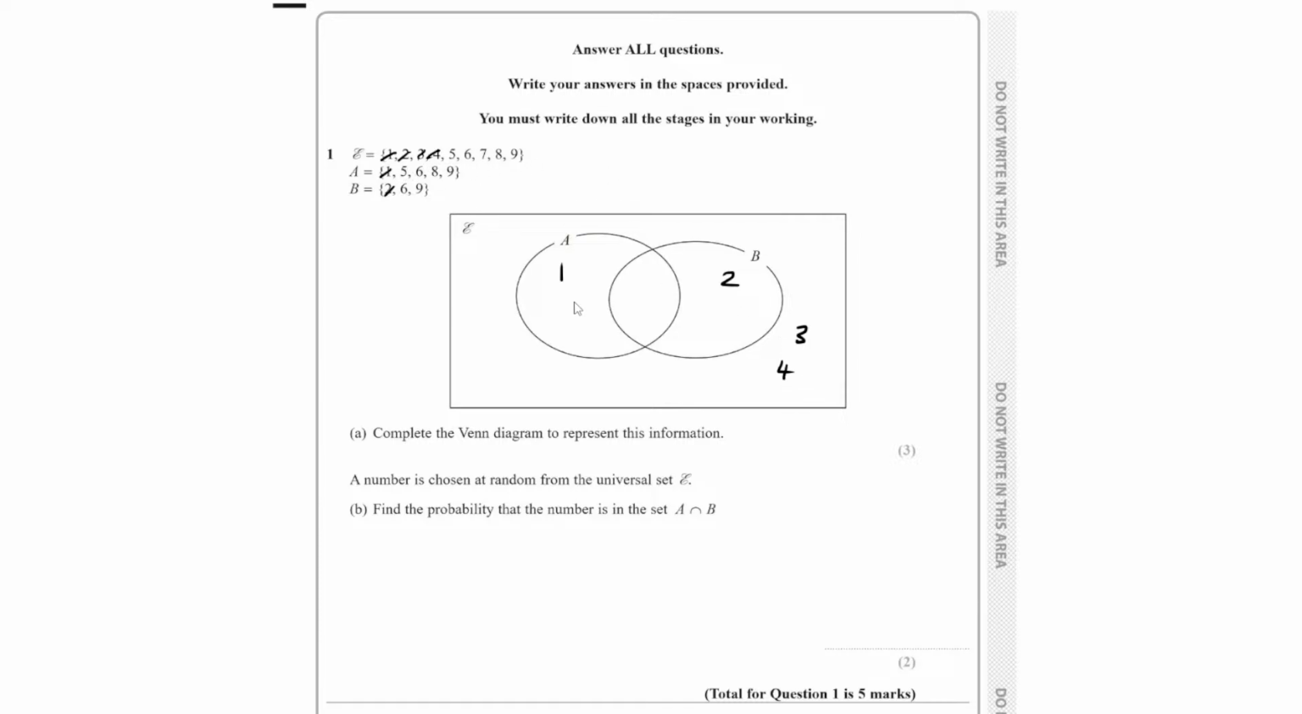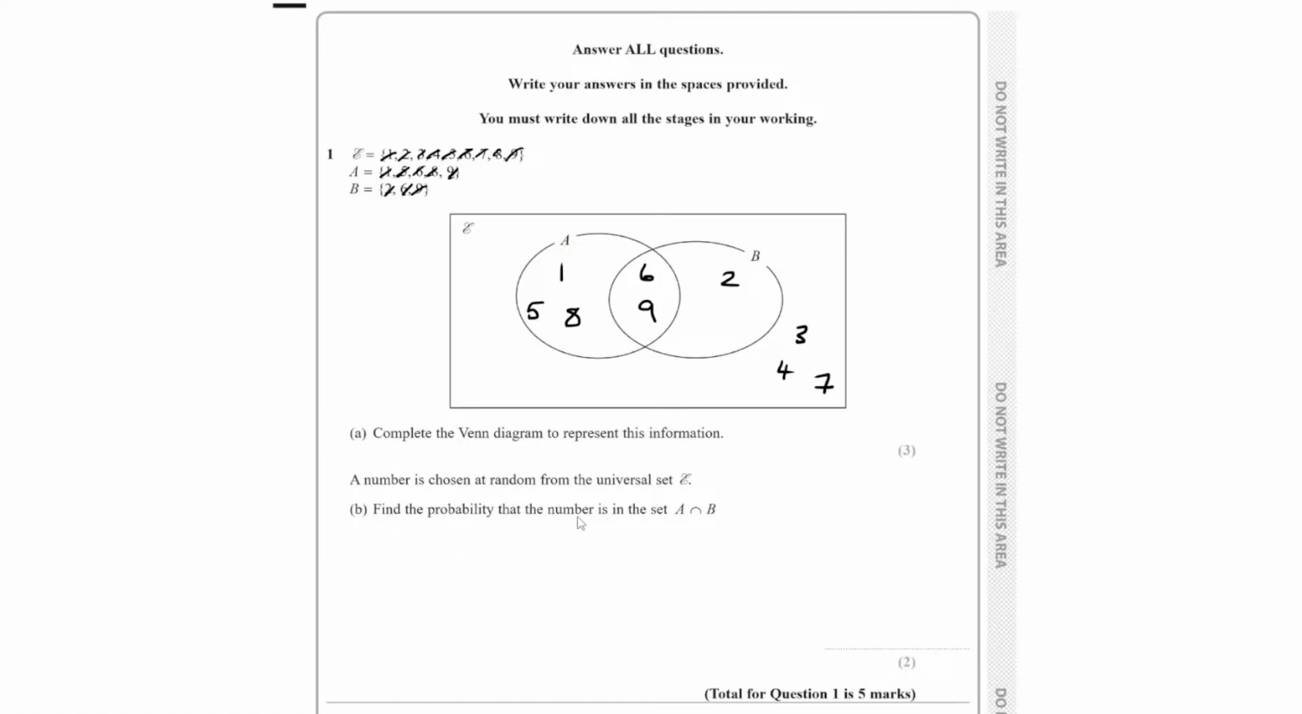Number 5 is in A. Number 6 is in both A and B, so that goes in the middle. Number 7 is in neither of them, so on the outside. And then 8 is in A. And finally, 9, you can see is in both as well. So I'm making sure that I'm ticking off not just the ones that are in A and B, but also the ones that are on the outside. So that would be 3 marks just to literally fill in that information.